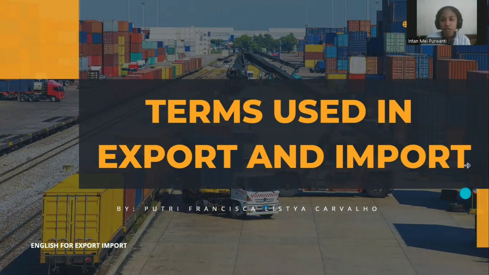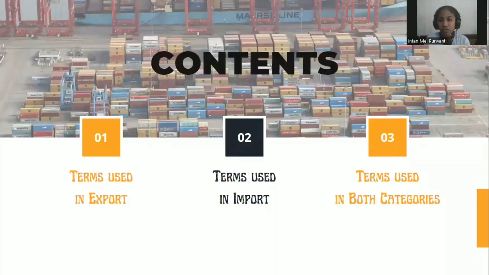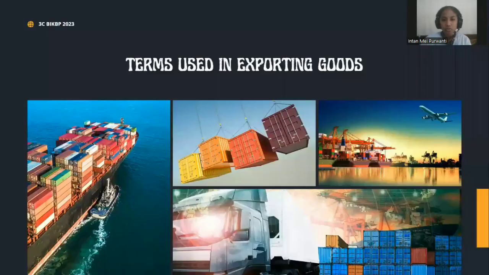So let's move to the contents of my presentation. There are three contents. The first one is terms used in export. The second one is terms used in import. And the last is terms used in both categories. Without further ado, let's move to the first content: terms used in exporting goods.